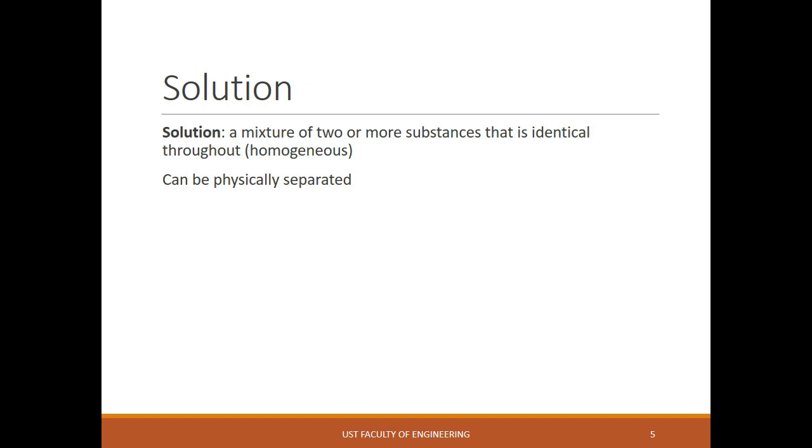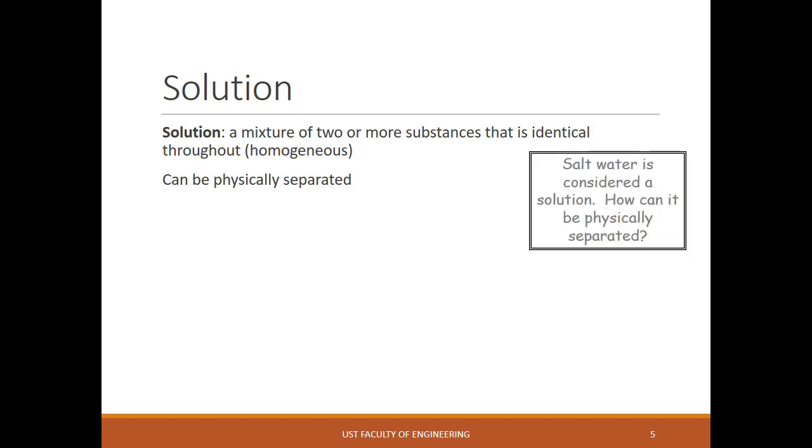Now, if salt water is considered a solution, how can it be physically separated? One, you can evaporate the water to be left with the salt as a solid. Or two, if you want to collect the water, you can use the distillation process. The major component of a solution is called the solvent, while the minor component or components are called solute.